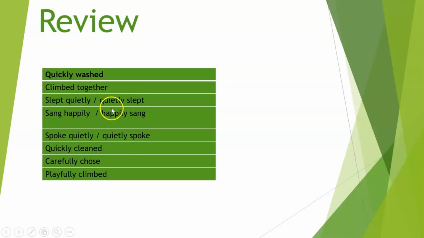We can say slept quietly or quietly slept, sang happily or happily sang, spoke quietly or quietly spoke. And then we had quickly cleaned, carefully chose, and then lastly we had playfully climbed. Now again, in some cases you will have the adverb and then the verb, or we can have the verb and then the adverb in some cases.